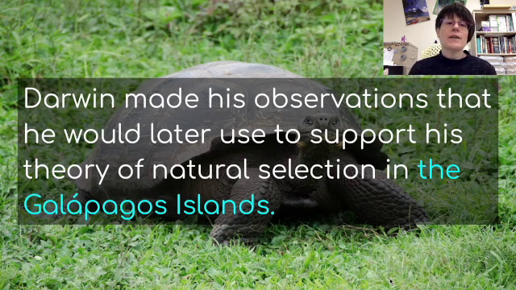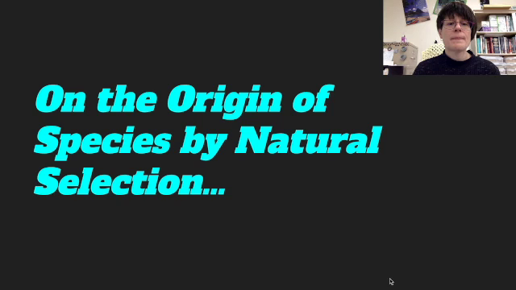Now, first we have to realize that Darwin made his observations that he would later use to support his theory of natural selection in the Galapagos Islands. These are islands in the Pacific. The book he wrote was titled On the Origin of Species by Natural Selection, and I want to talk about three key theories that he proposed in this book.